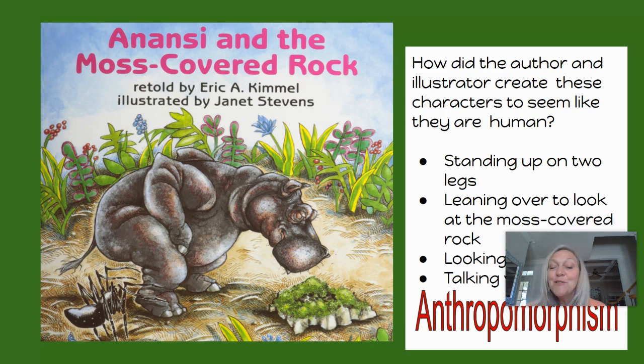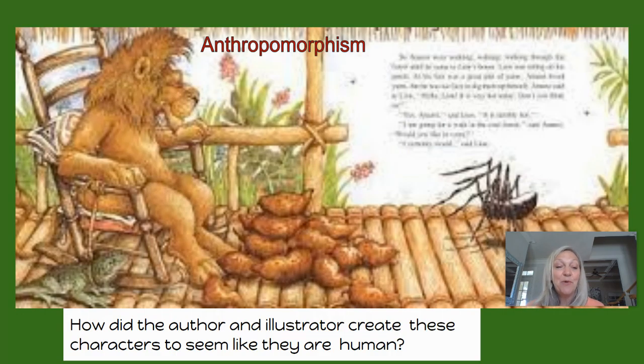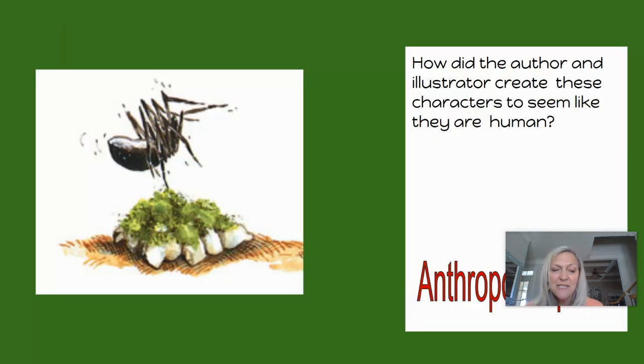Kabam! And he's also carrying on a conversation with his good friend, Anansi. That is anthropomorphism. Let's look at another example. This is a picture from our story with Lion. And Lion is sitting in a rocking chair. He has gathered his yams and put them on his front porch. He's having a conversation with Anansi. That is anthropomorphism.